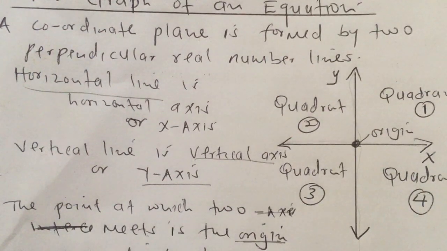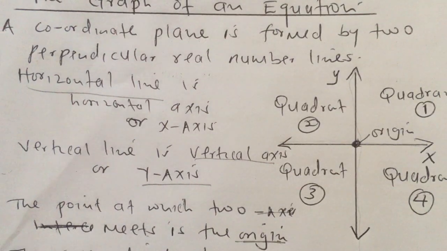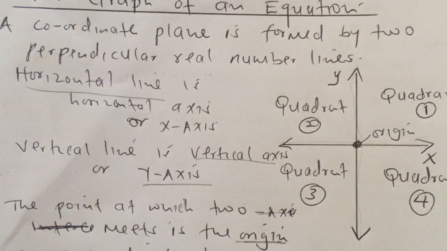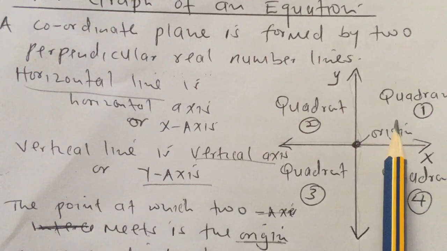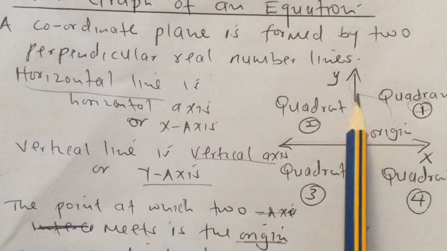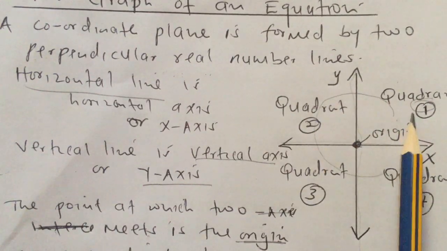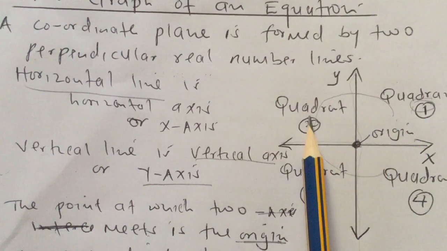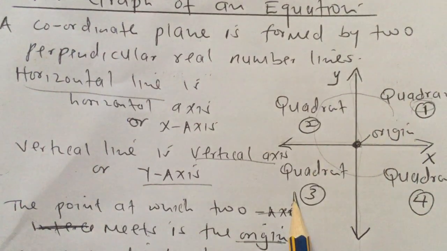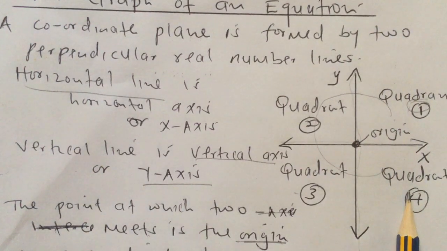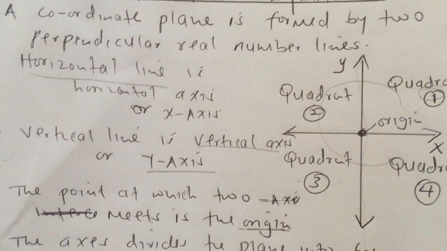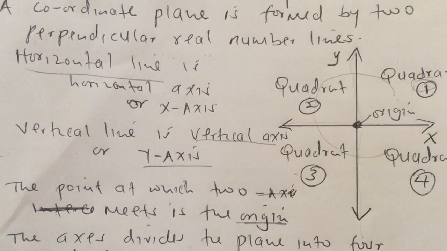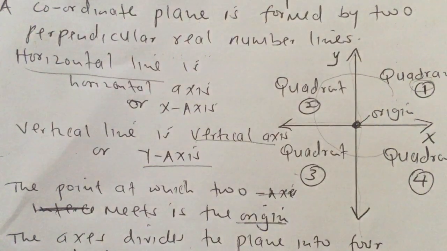Now, the axes divide the plane into four quadrants. The first one is this one, and then we go anti-clockwise like this. So we have the first quadrant, the second quadrant, the third quadrant, and the fourth quadrant. Are we together?